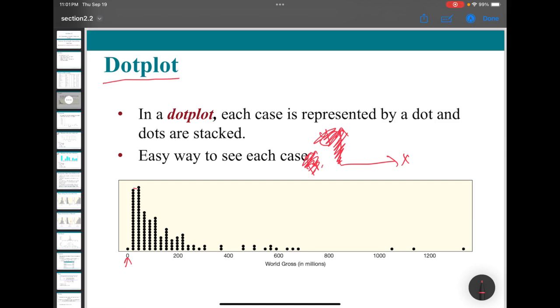this data set is world gross. I think the name is exactly the same as this axis. Here we have multiple occurrences for this particular value on this axis. Values means values on this axis: 600, 800, 1000. Here 200. See how many? 1, 2, 3, 4, 5. There are 5 values of 200.